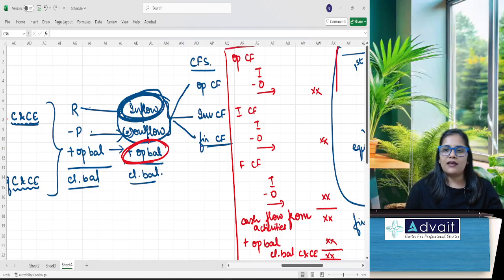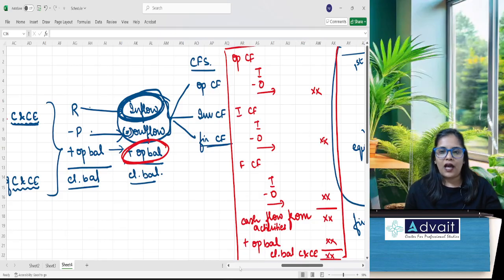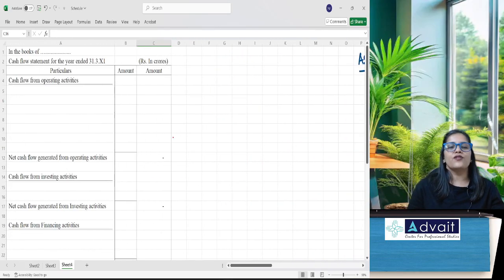This exactly is how our cash flow statement should look. I have a pro forma format for you. We always present it like this. We always start with the cash flow statement for the year ended, whichever year. It depends from question to question, right?